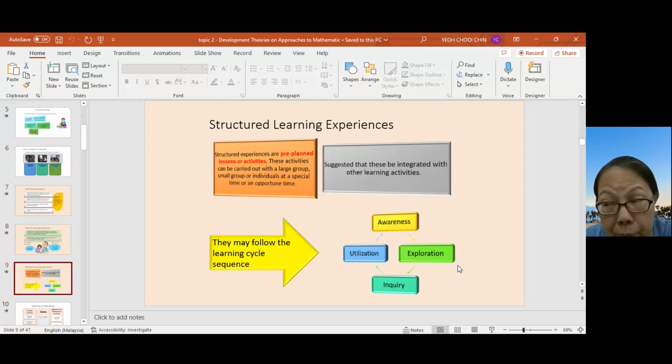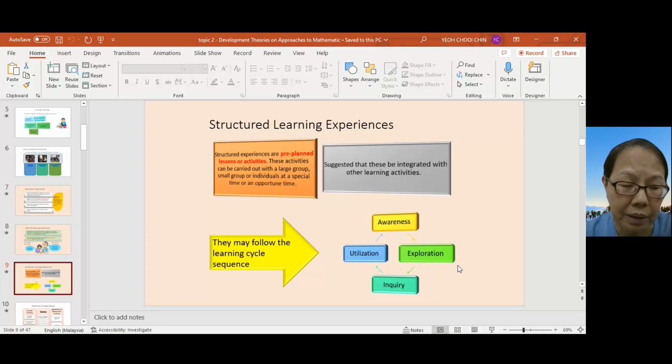Structured learning is something that you prepare for. You have a lesson plan. Structured experiences are pre-planned lessons or activities. These activities can be carried out with a large group, like in a classroom, or a small group, or individually, or at a special time that we have agreed upon, planned for, allotted for. It is suggested that these be integrated with other learning activities.